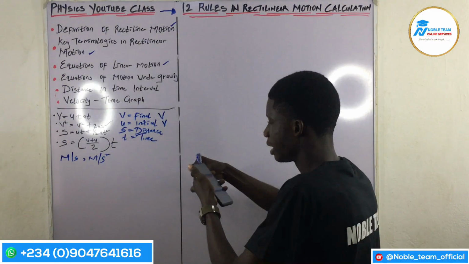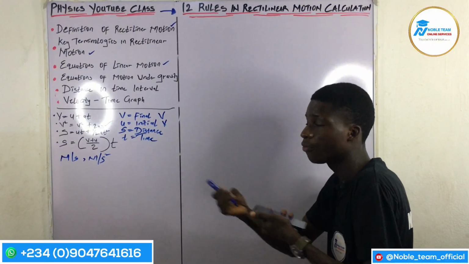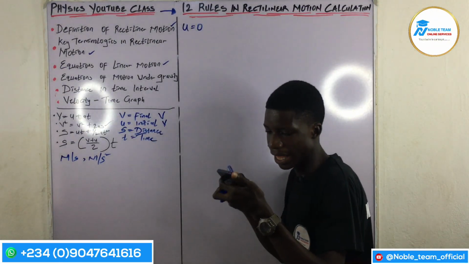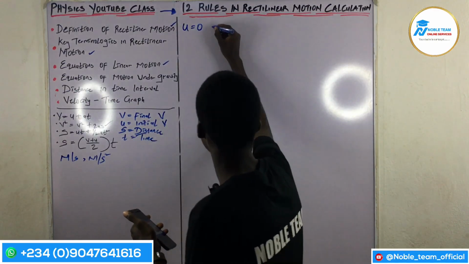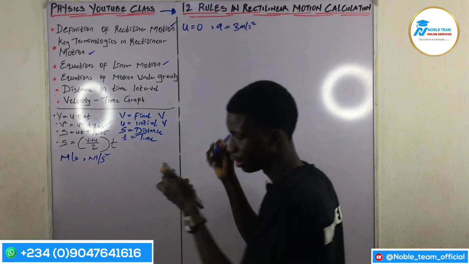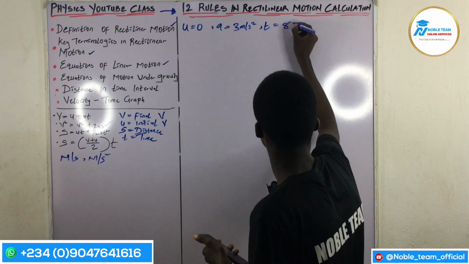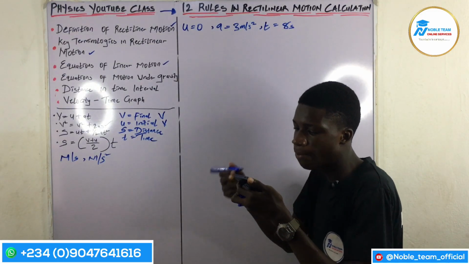Now the question says a body accelerates uniformly from rest. Our initial velocity is what? It is 0. Then at the rate of 3 meters per second, our a is equal to 3 meters per second square. Then our time is what? 8 seconds. Then calculate the distance covered by the body.